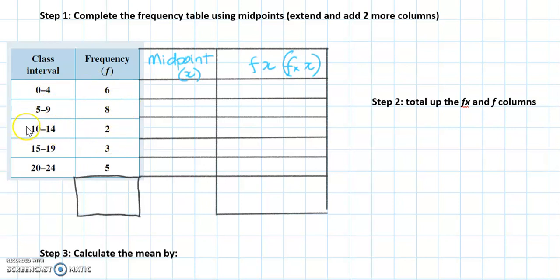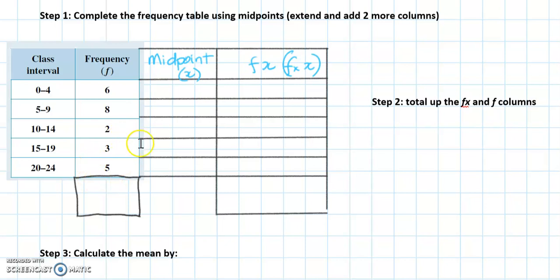The frequency of the numbers between 10 to 14 would be twice. Now, we don't know exactly what those numbers are. It's just that we have given a class interval to say that the numbers are between those two values. And right up to the class interval of 20 to 24, which has a frequency of 5.